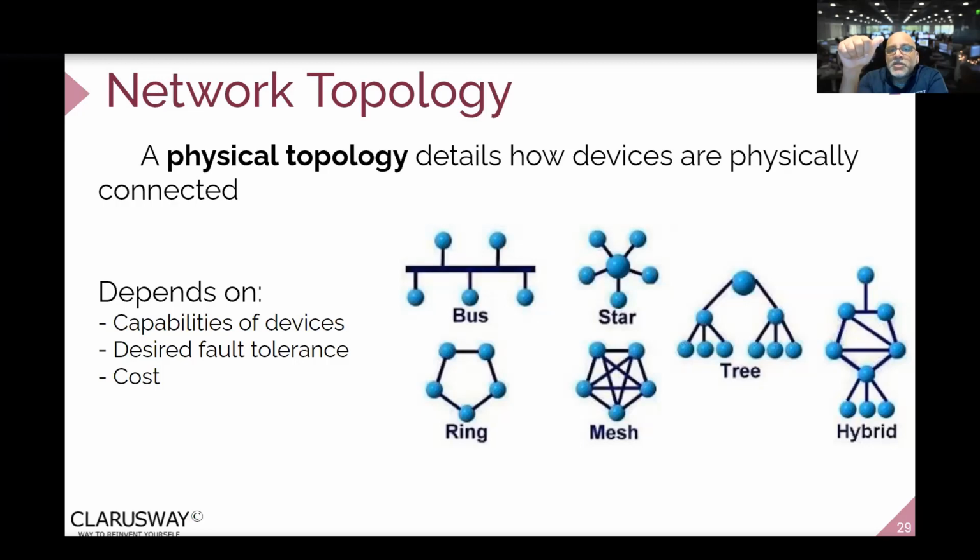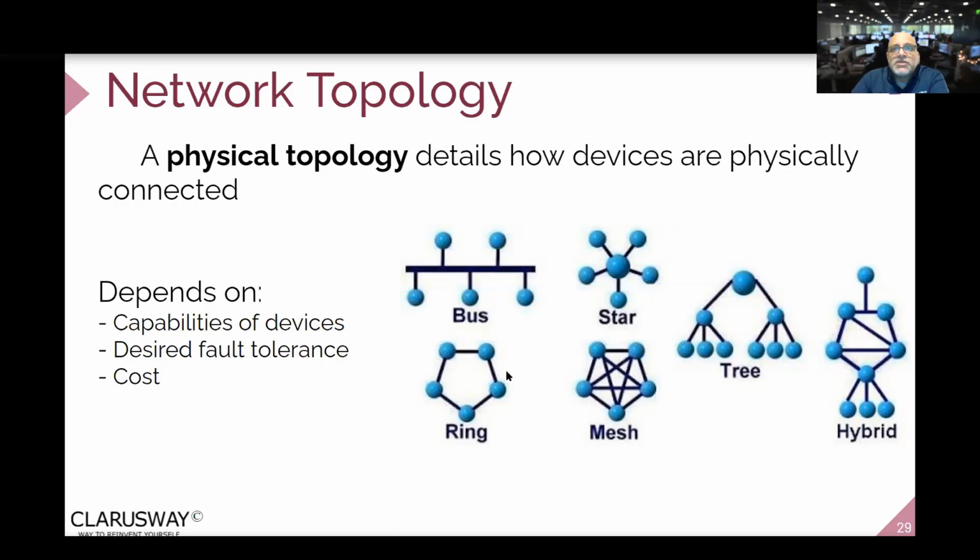One, the capabilities of the network devices and media. So we talked about the different types of connections, whether it's fiber optic, copper, or wireless. Two, the amount of fault tolerance that's required, right? We're going to go through each of these different topologies, and you'll see what the advantages and disadvantages are. Each of these pictures on the screen represents a different type of topology. But then the third is the cost.